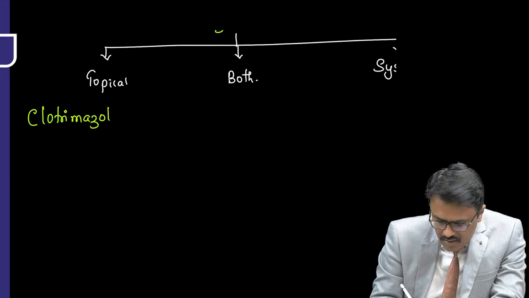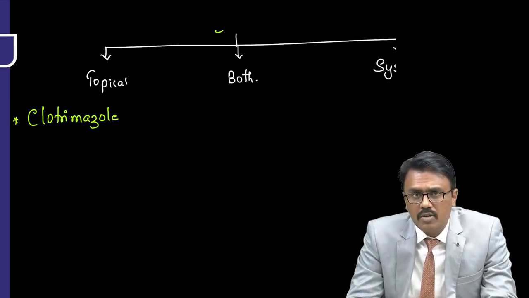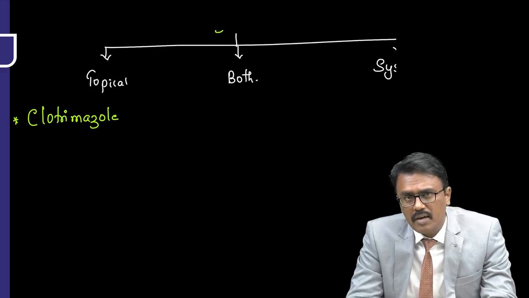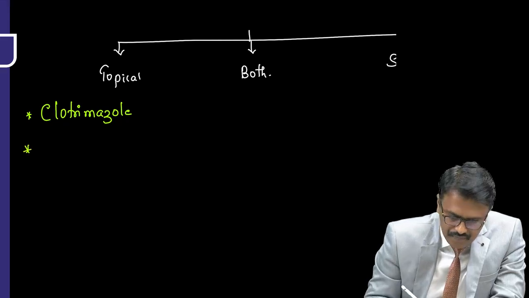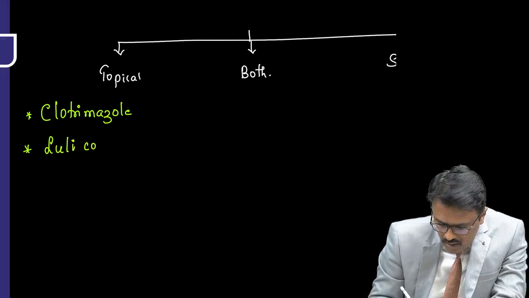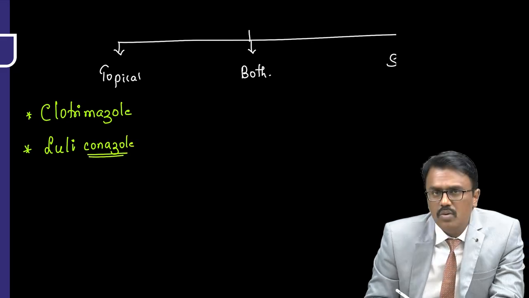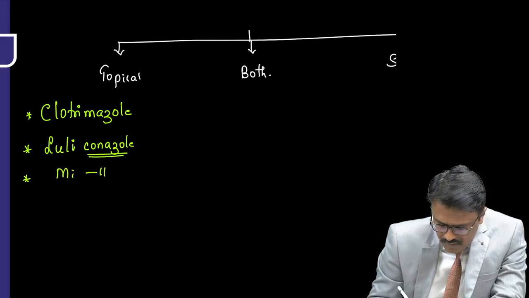Now, many a time it's important that you don't confuse clotrimazole with cotrimoxazole. Cotrimoxazole is an antibacterial drug. This is clo. The other drugs are luliconazole. Remember, very important, they end with conazole. Luliconazole, miconazole, then sertaconazole.